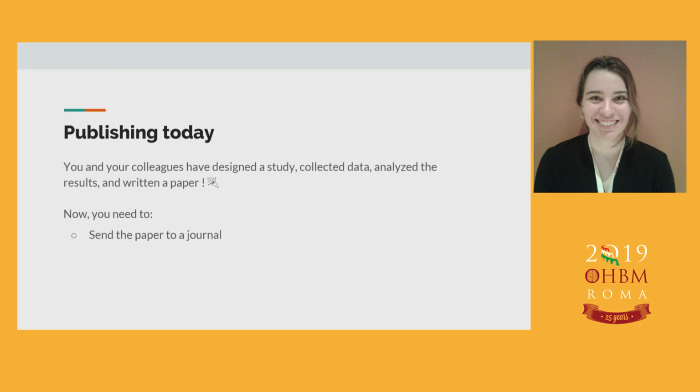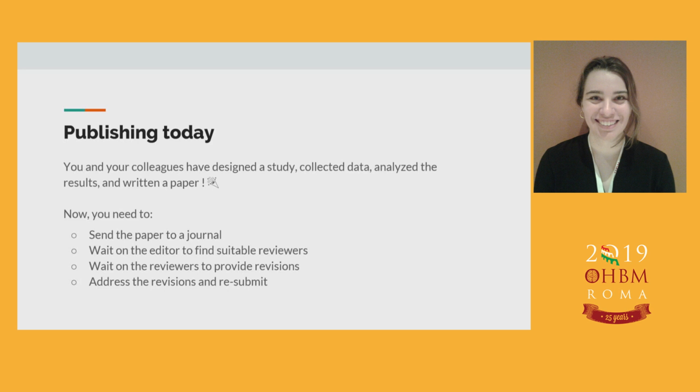Well, first, you need to send the paper to a journal. Then you need to wait on that journal editor to find suitable reviewers. Then you need to wait on those reviewers to provide revisions. Then you need to address the revisions and resubmit. And as someone who's gone through this process, there's definitely a little bit of iteration between revisions and resubmitting a couple of times, let's say. And finally, you can correct the final proof and publish.